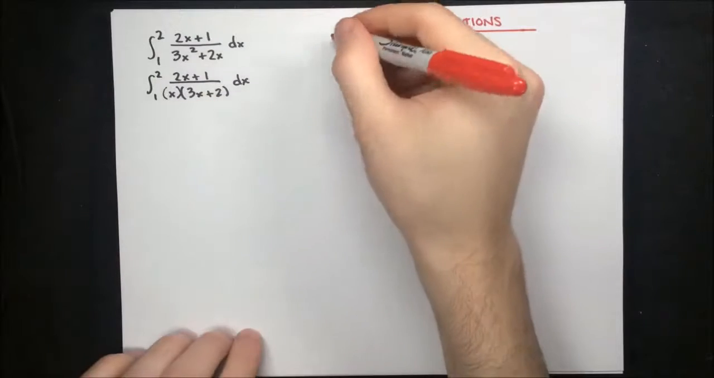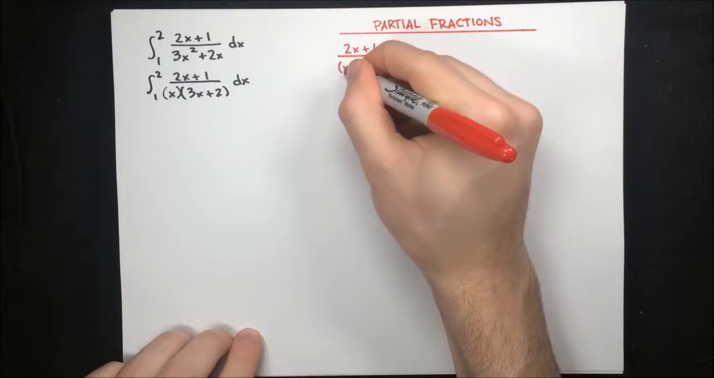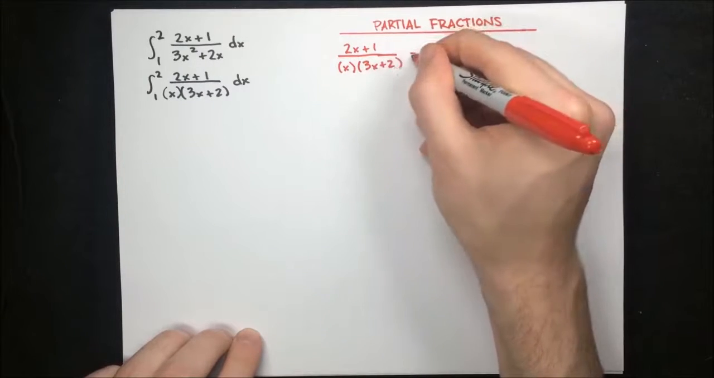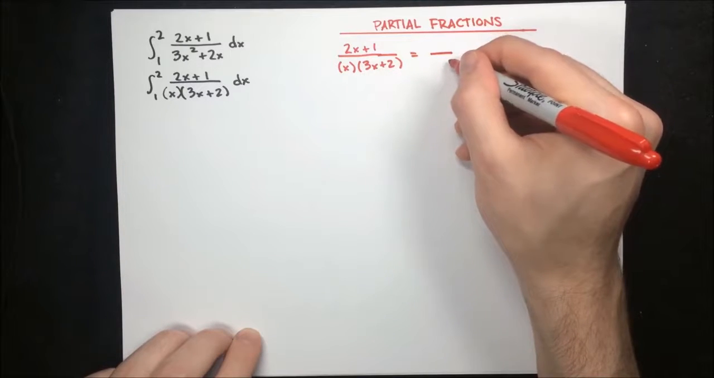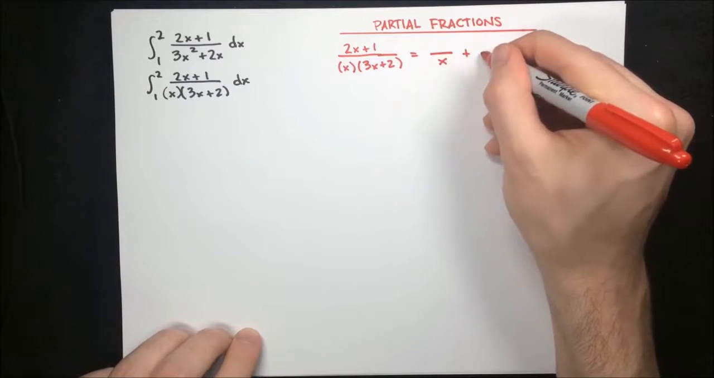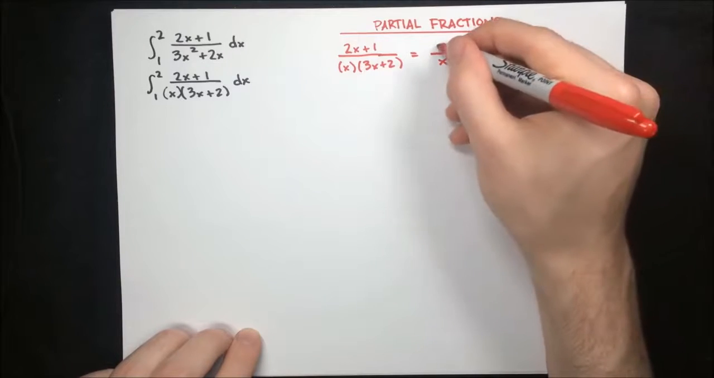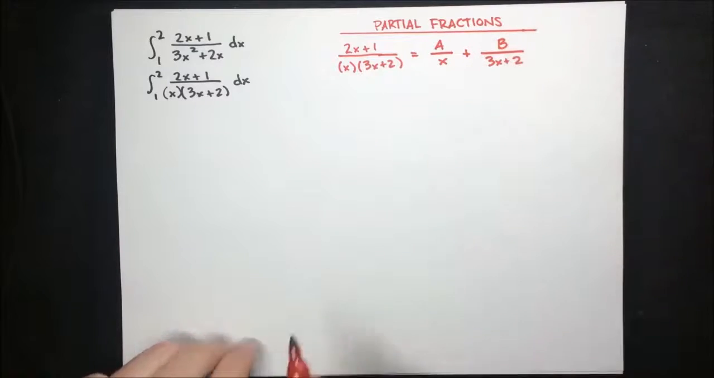We'll take that rational function, 2x plus 1 over x times 3x plus 2, and we'll split it up over these linear factors. So we'll write two reciprocal functions. One of them will have a denominator of the first linear factor, x, and the other one will have a denominator of the second linear factor, 3x plus 2. And we don't know the numerators yet, so we'll call them a and b. And now we just need to solve for what a and b are. The easiest way to do that, of course, is by simplifying the equation first.